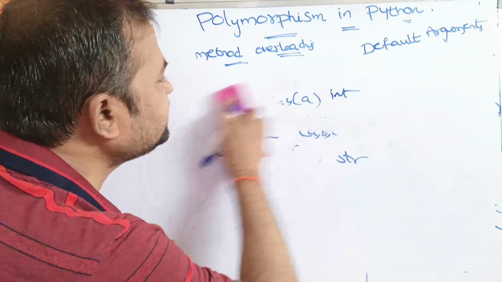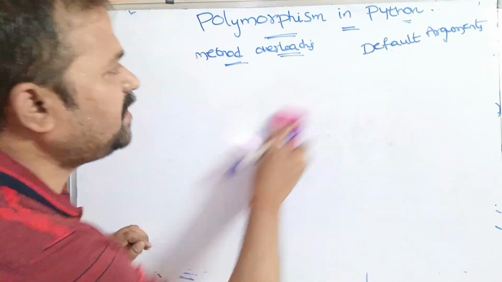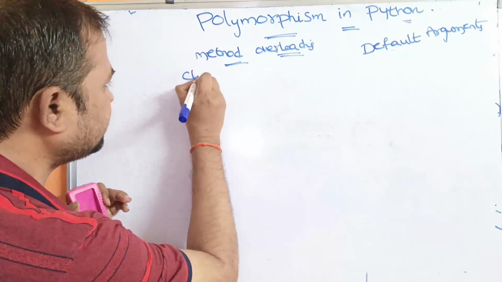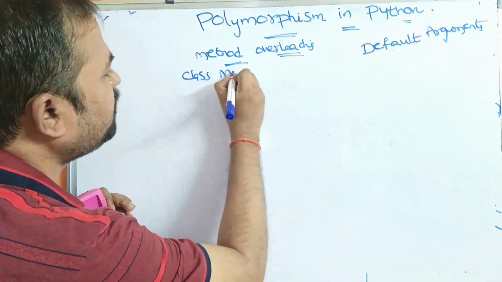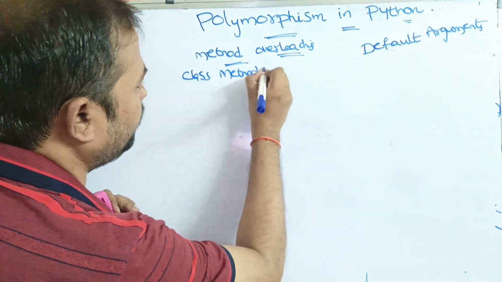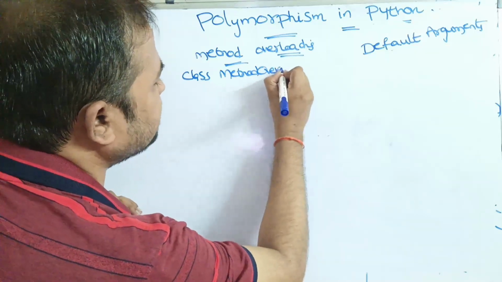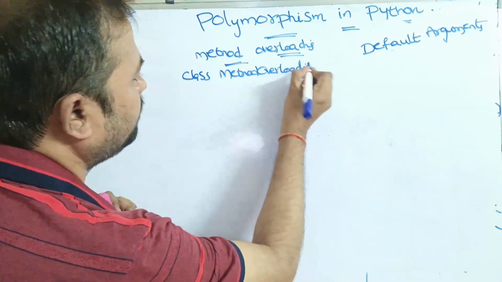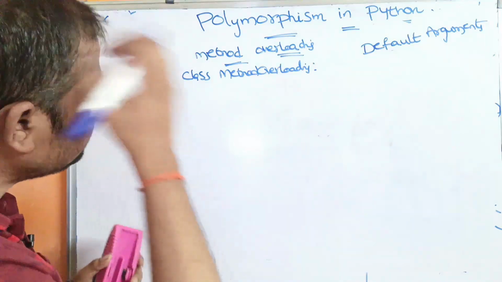Okay. Now let us implement method overloading with the help of the default arguments. Class. Let name of the class is method overloading. Now let us have the method.